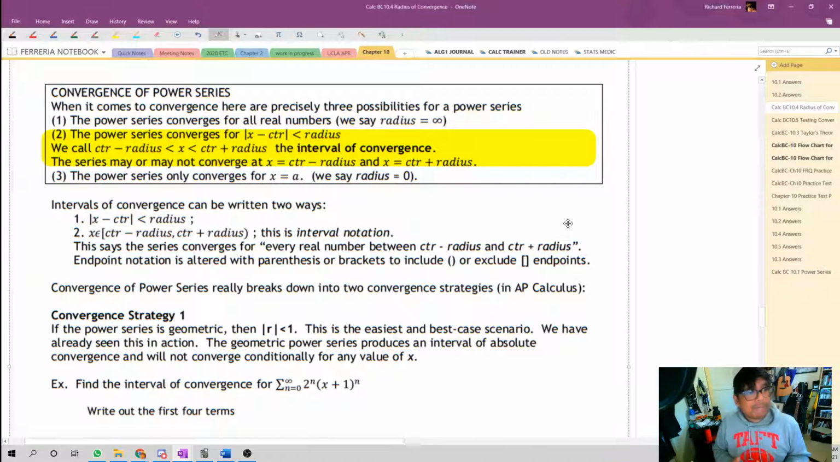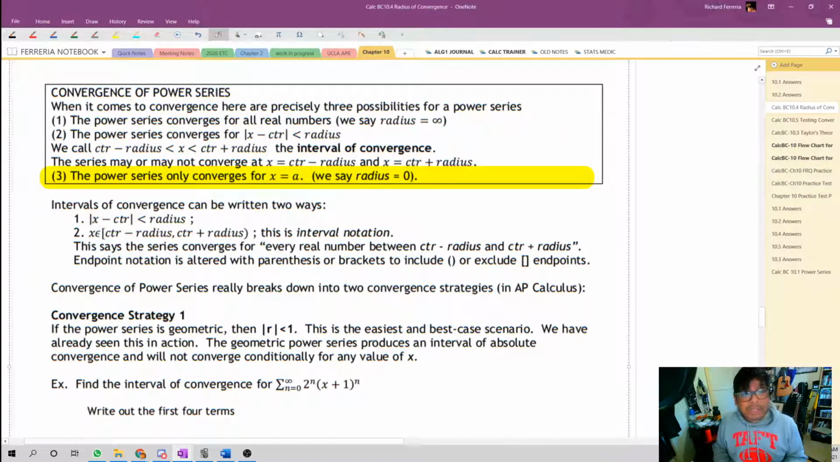Now, on the other side of it, the series may only converge for a small set of numbers. An interval of convergence is what we would call it. And usually that interval of convergence will have a center and will have a radius. So it'll create a nice interval of convergence. Now the endpoints of the interval, the lower end and the right end, those two numbers may or may not converge, but everything inside that interval will definitely converge.